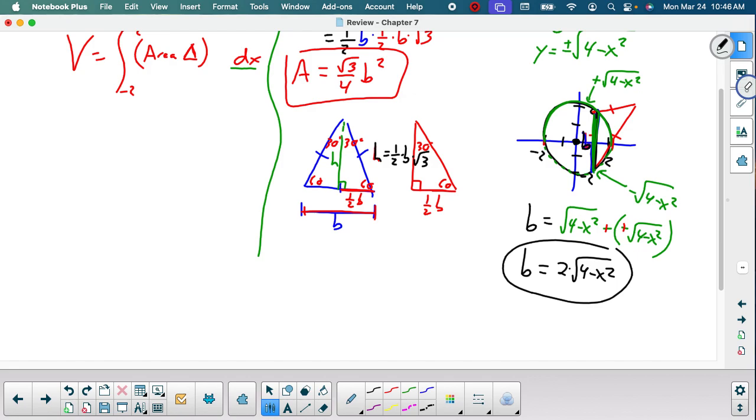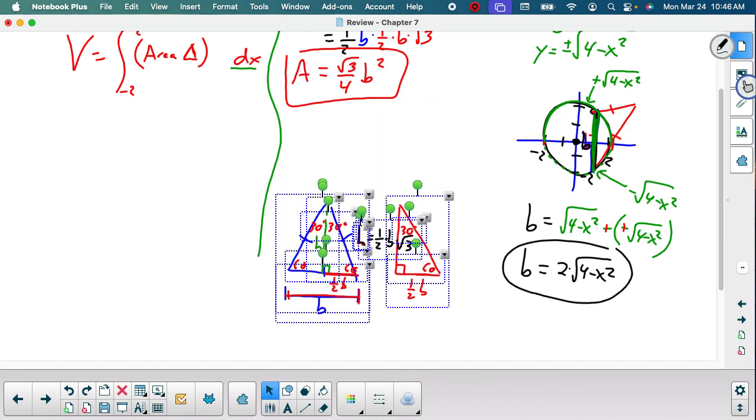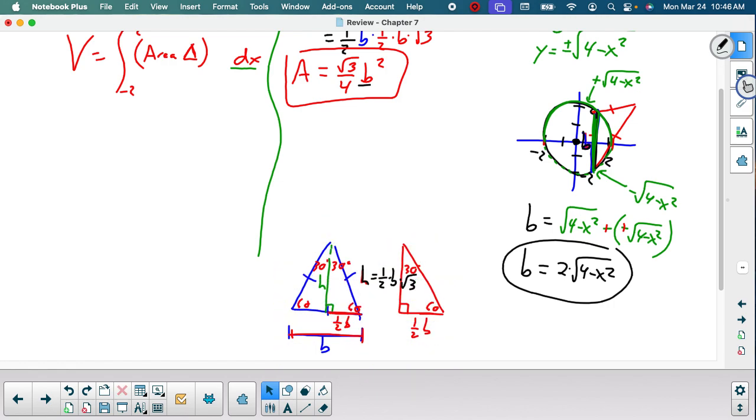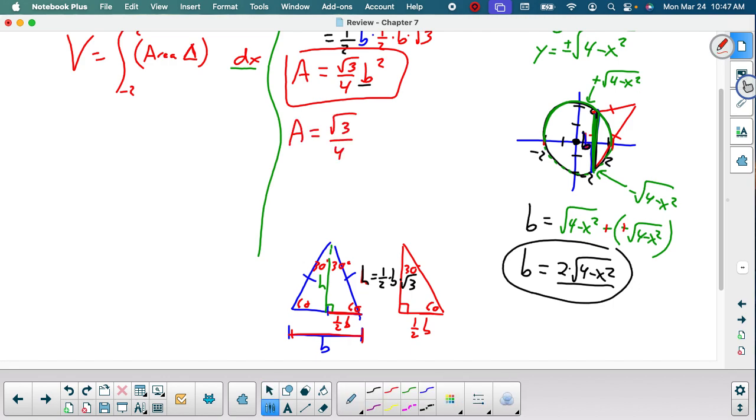So when I come back over yonder, I need more board space. I'm going to slide this down. Come back over yonder. What is my b? Well, it's all of this stuff. So if I plug all that in, my area of my triangle is going to be the square root of 3 over 4. Then it's going to be 2 times the square root of 4 minus x squared.